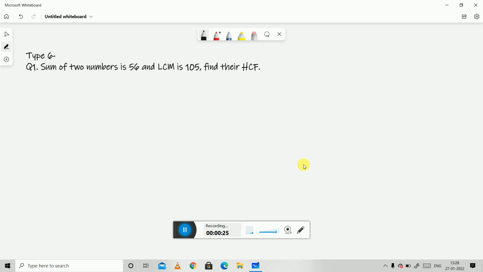So type 6 is there. What is the question? Sum of two numbers is 56 and LCM is 105. Find their HCF. So there are two numbers, say n1 and n2, and you have been given their sum as 56 and their LCM as 105. Now they are asking you the HCF of n1 and n2.